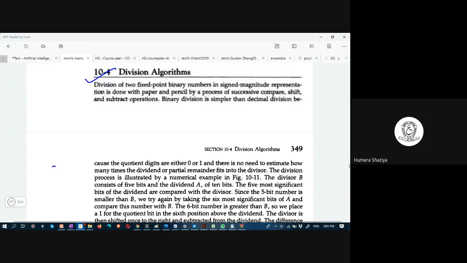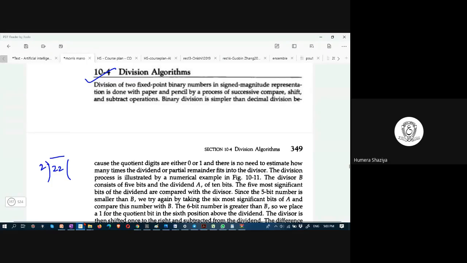Suppose it is 22 divided by 2. What are these called? Dividend and divisor. Dividend is 22 and 2 is divisor. And what is the result? You get two results: one is quotient and another one is remainder. Two outcomes you get, and these are the two numbers.